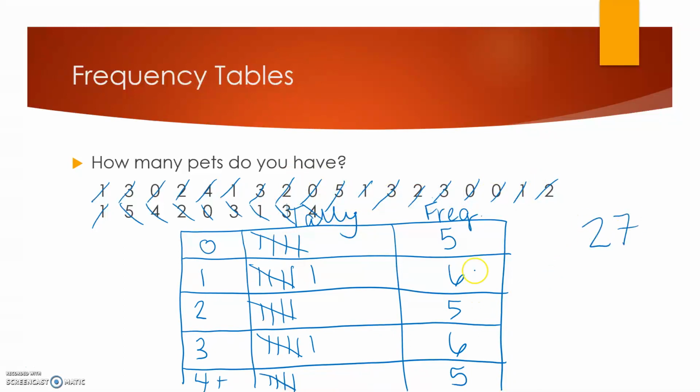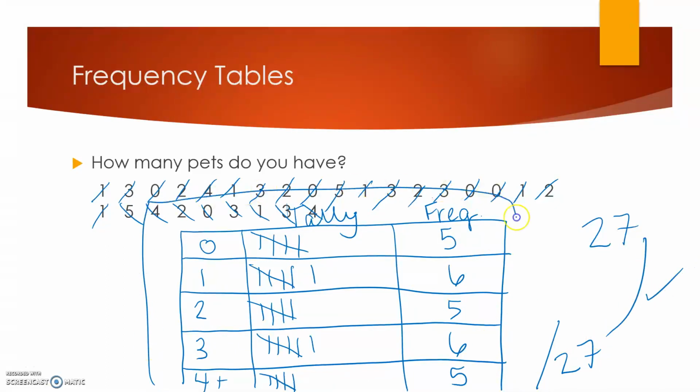Does that add up? So this would give us 10 and 15. 15 plus 12 is 27. So we did something correct. And again, this right here is our frequency table. So that is our final answer.